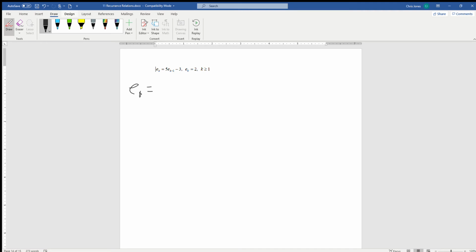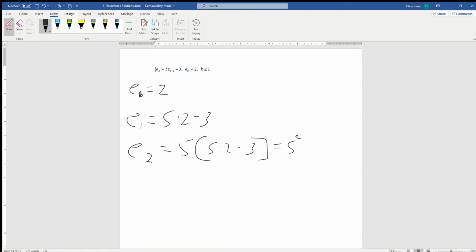First iteration, the initial value is 2. E1 is 5 times 2 minus 3, and we're going to leave it like that. We're not going to go through and compute that to be 7. E2, 5 times that, minus 3. Or we could write that as 5 squared, and then we have another minus 3 in there. So 5 squared times 2 minus 5 times 3 minus 3, if we were to think about it like that.